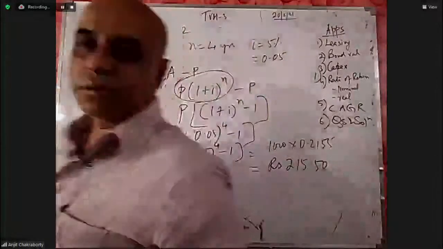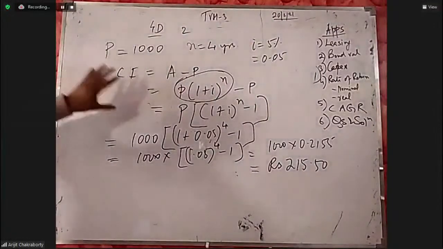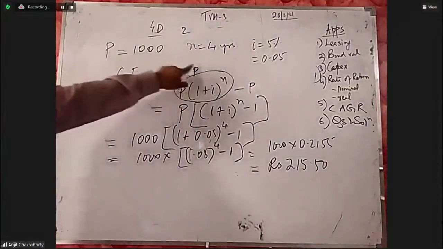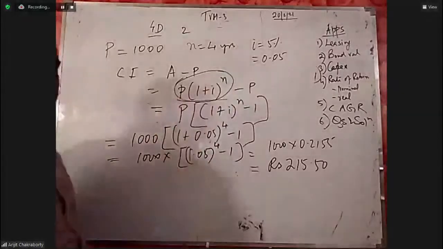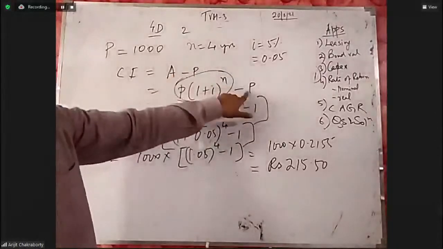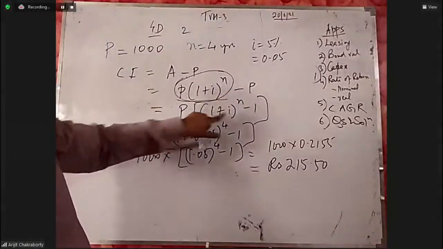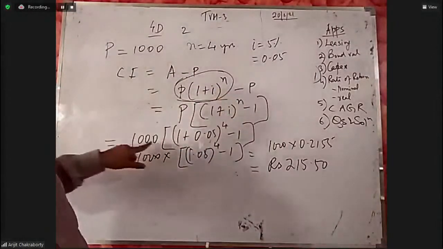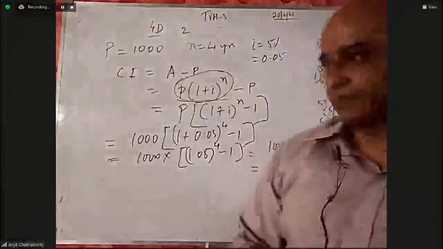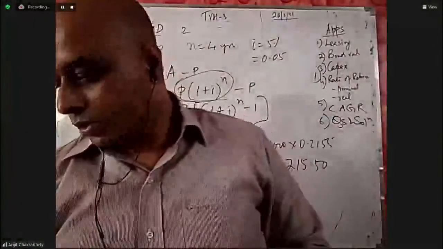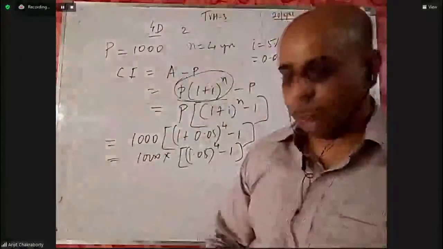Okay, so I'm sure it's clear, and you can see this is from exercise 4D. So compound interest is the amount minus principal. This amount is principal into 1 plus I to the power n. We deduct P here. If you take P common from the whole, you get P into 1 plus I to the power n minus 1, and you put the values to get the answer, 215.50.